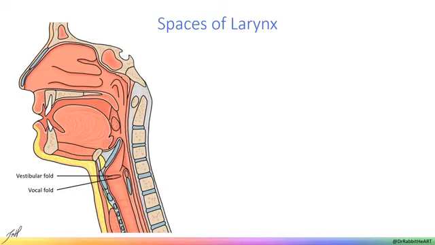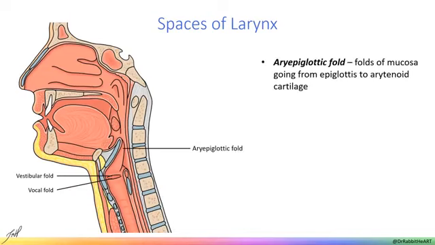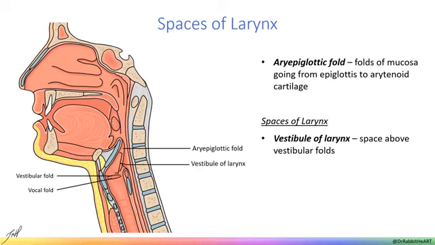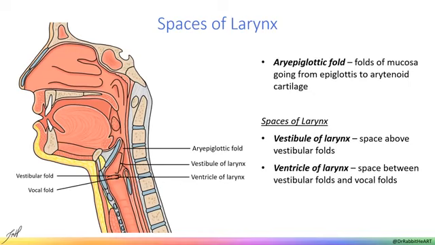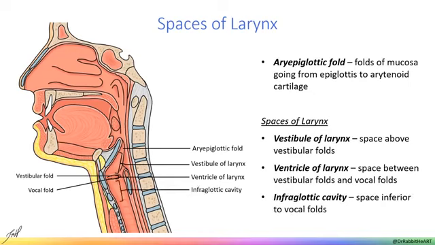In a living person or intact body donor, several aspects of the larynx are apparent. The aryepiglottic fold extends from the epiglottis to the arytenoid cartilages, essentially forming a ring around the opening to the larynx. The larynx can be divided into spaces by the vestibular and vocal folds. The vestibule of the larynx is superior to the vestibular folds. The ventricle of the larynx is between the vestibular and vocal folds, and the infraglottic cavity is the space inferior to the vocal folds.